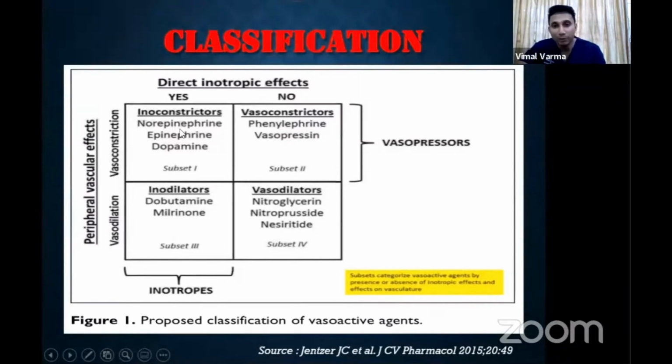As we talk about vasopressors, there are vasopressors which have an inotropic effect and those which do not. The pure vasopressors are phenylephrine and vasopressin. Phenylephrine is a short-acting vasopressor we use in the OT setting, and vasopressin we use in the ICU setting for infusion. Norepinephrine, epinephrine, and dopamine have both inotropic and vasoconstricting, vasopressor effect.